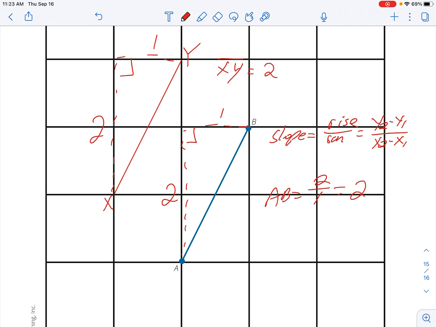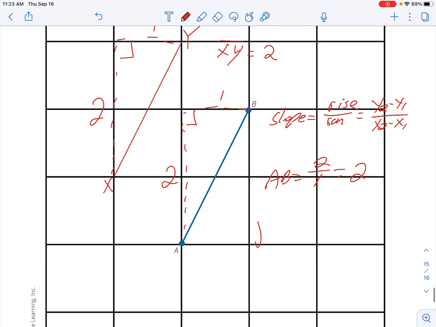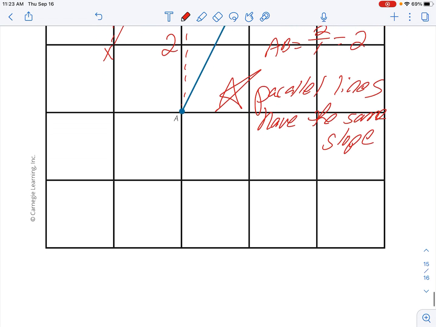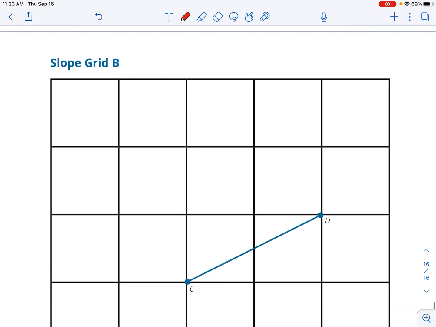So what we're going to be finding out today is no matter how you translate that line, parallel lines have the same slope. And that's what I want you to take away from this getting started. Okay, parallel lines have the same slope. Now, if I flip it back to that page, I'm going to go on to the next page.